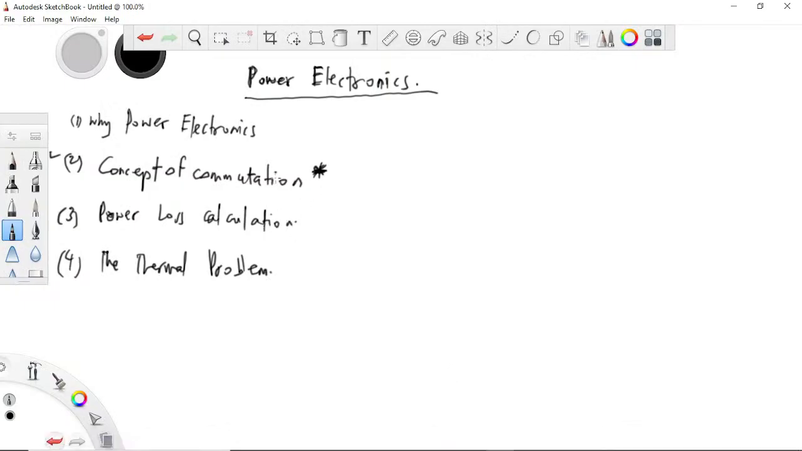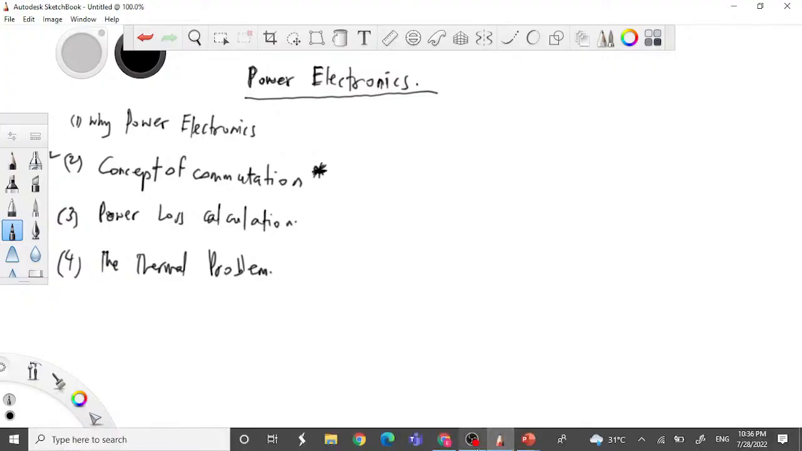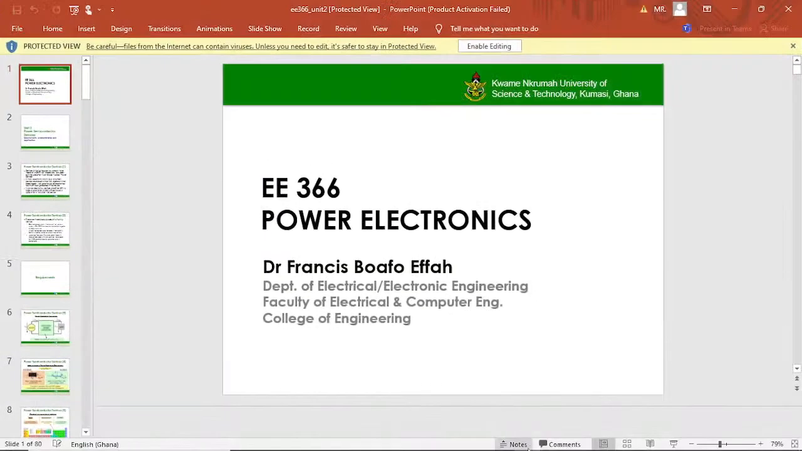So these are the things we'll be looking at today, God willing. So let's talk about why power electronics. Please do a lot of reading on this side. You must do a lot of personal reading. Let me go to the slides.